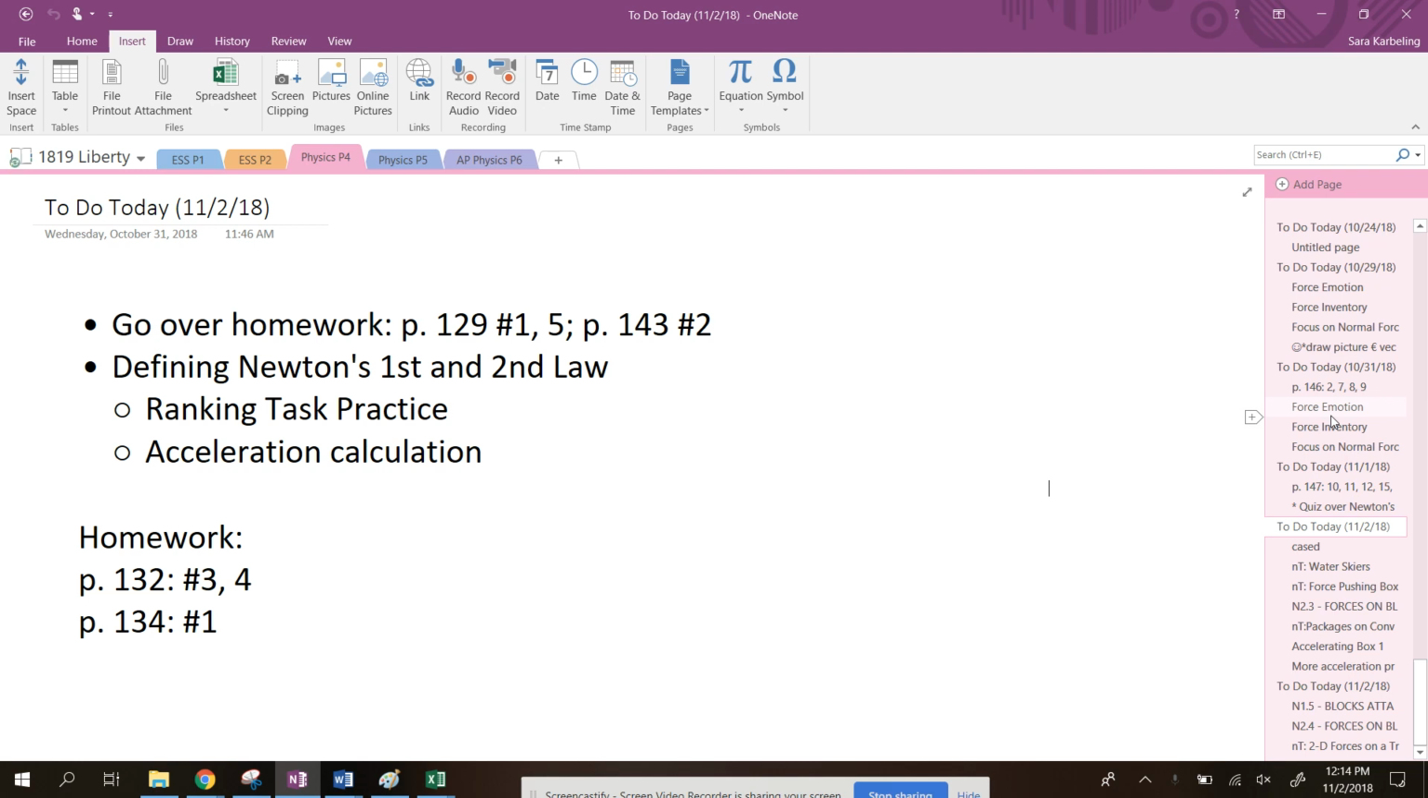Question 2A says a bag of sugar has a mass of 2.26 kilograms. What is its weight in newtons on the moon, where the acceleration due to gravity is 1/6 of that on Earth? Okay, so let's do it. Let's try and figure out what in the world it's talking about.